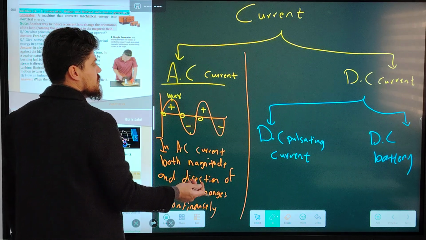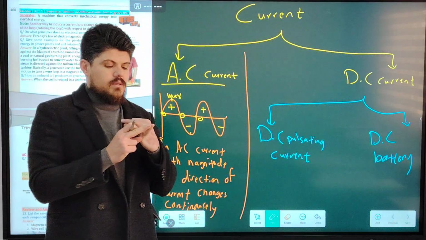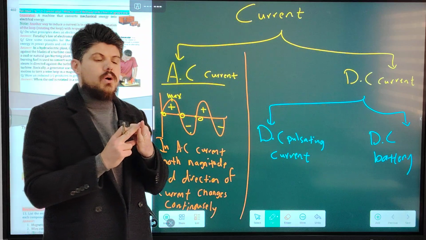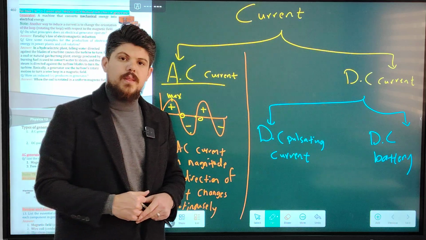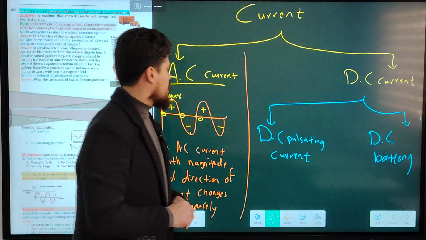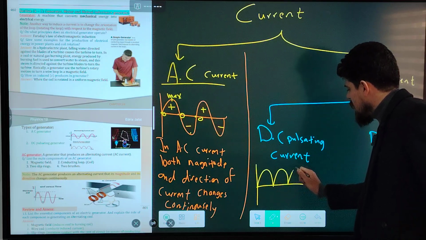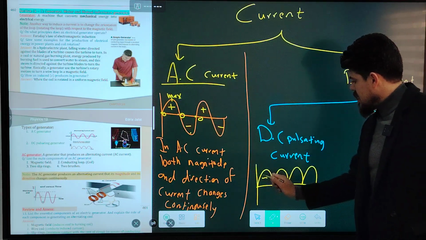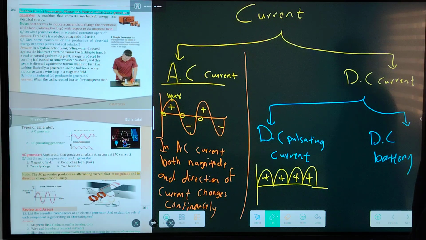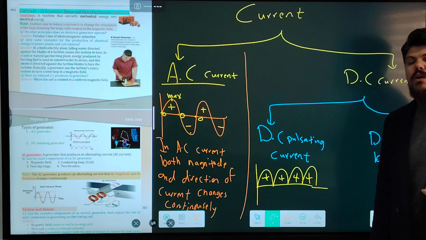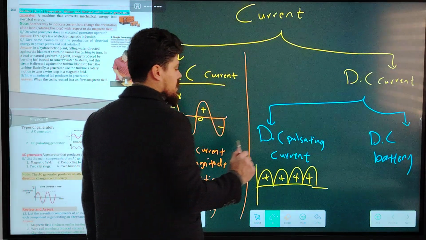Positive, negative, positive, negative. In AC current, which of the following changes? Only the magnitude of the current? No. Only the direction of the current? No. Both magnitude and direction change continuously in AC current? Yes, absolutely. So this is very important. Be careful. But in DC pulsating current, only the magnitude changes. Look, we don't have a negative part here because of the commutator in the DC generator. Only the magnitude changes. The direction of the current doesn't change in DC pulsating current.